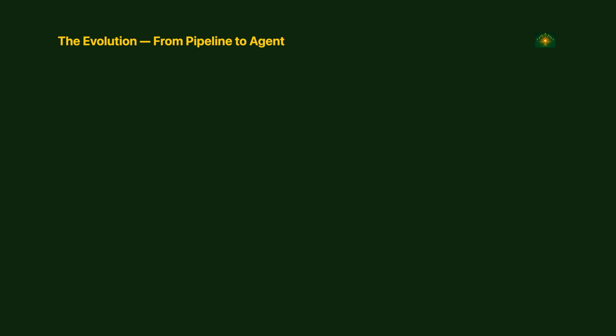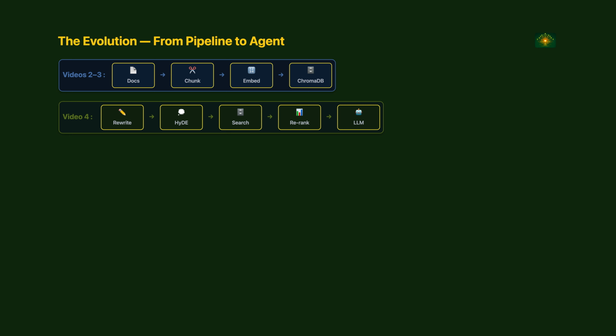Before we come to the solution, let's step back and look at what we've built. Smart chunking, query rewriting, cross-encoder re-ranking, the retrieval quality is excellent. The problem isn't quality, it's control. The pipeline runs once, returns results, done.